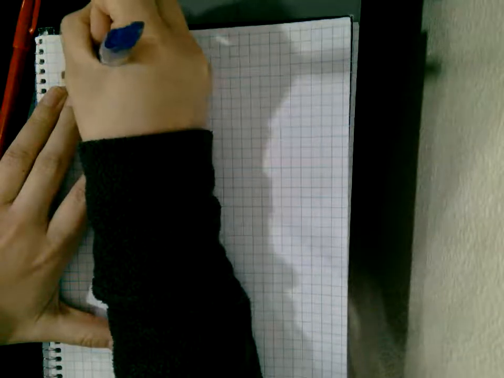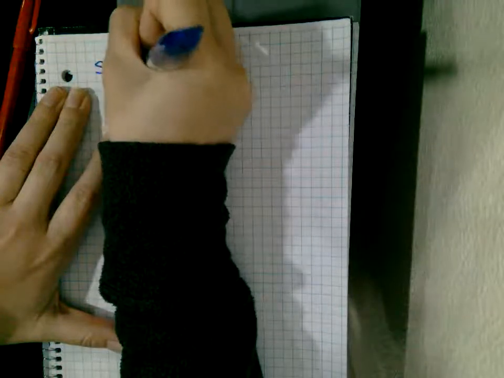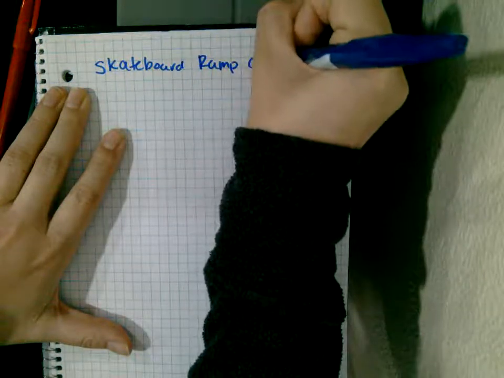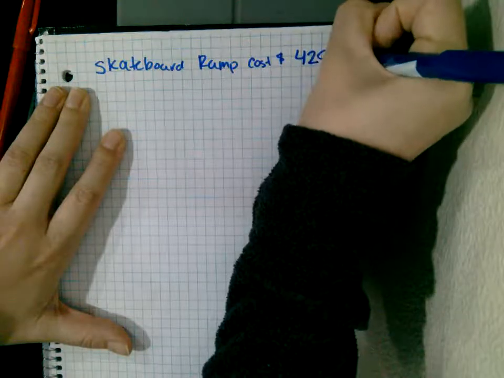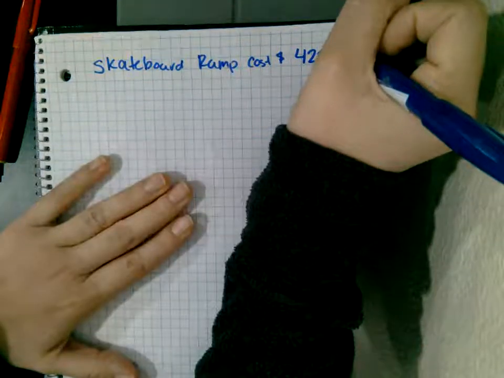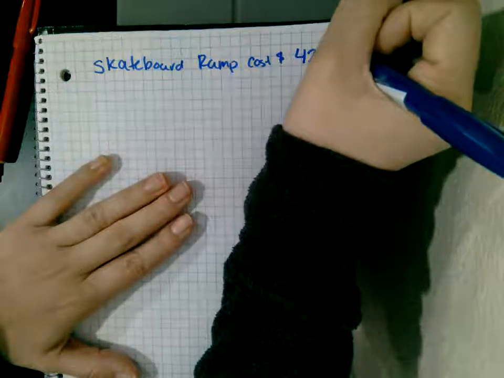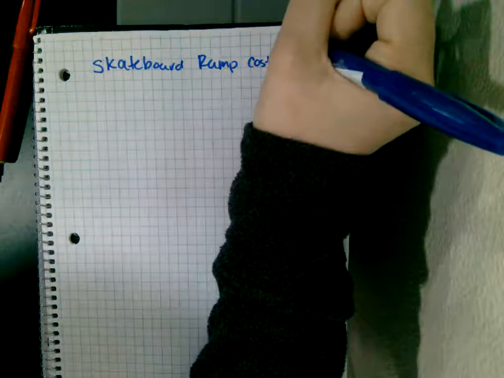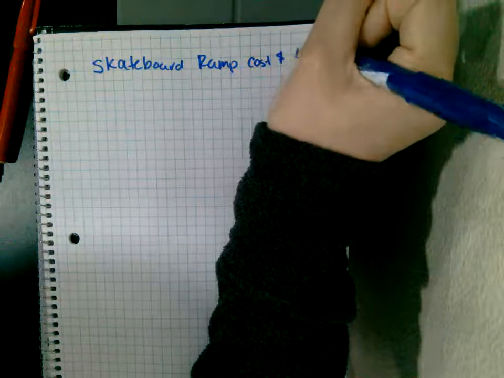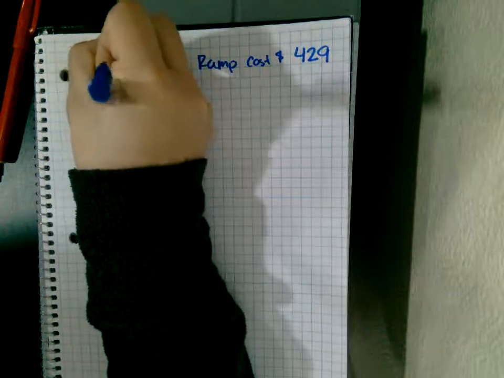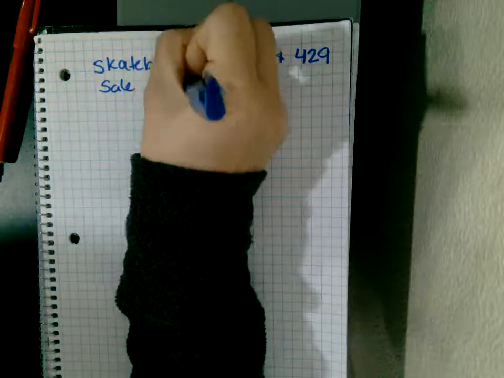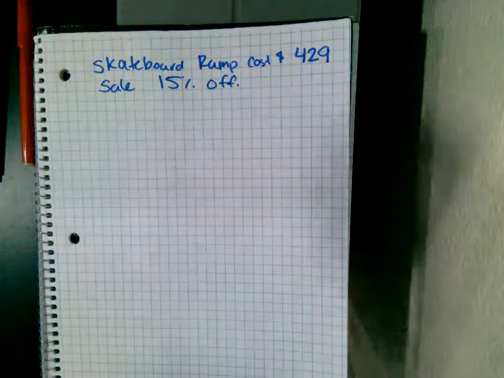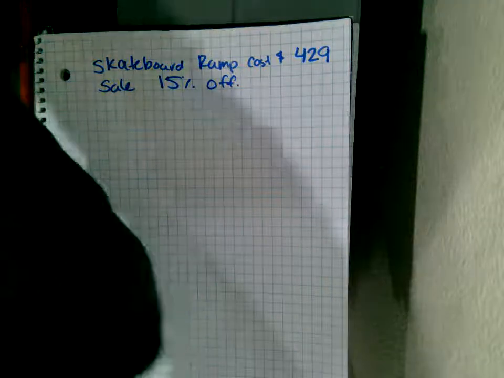All right, so let's write that down. So we're going to say that the skateboard ramp costs $429, but because it's a Wednesday, it's on sale for 15% off. Yay, 15% off. We're going to save some money here.